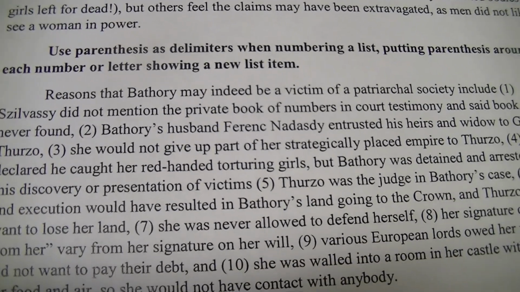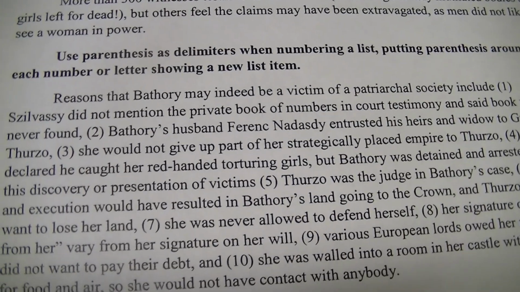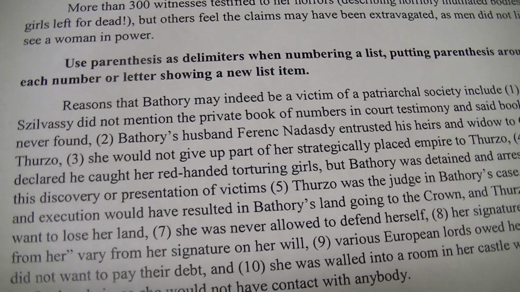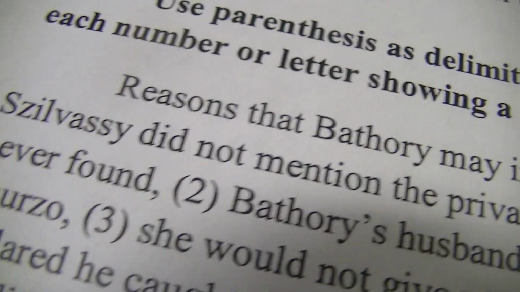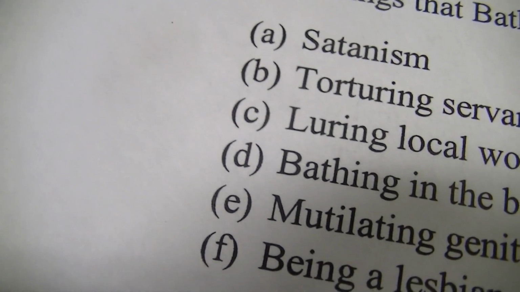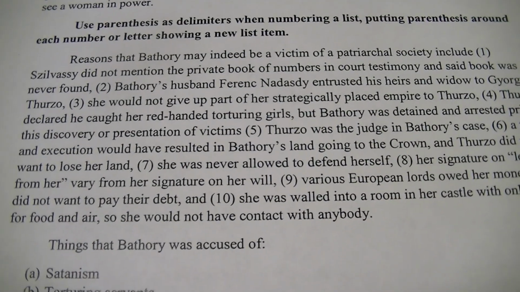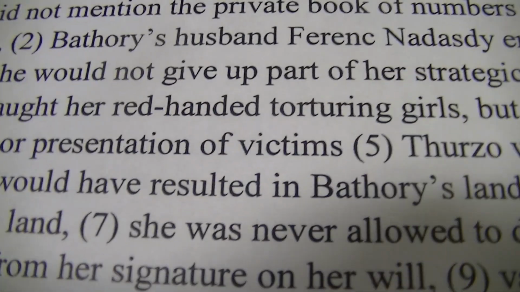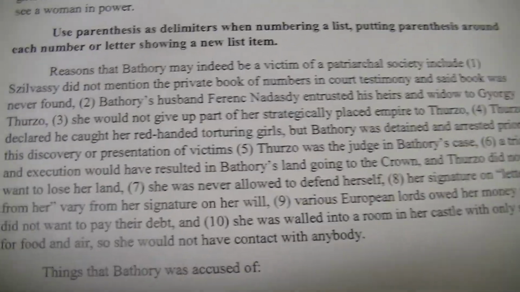Next one, use parentheses as delimiters when numbering lists, putting parentheses around each number or a letter showing each new list number. So people love to make lists wrong, but technically, when you're saying 1, 2, 3, A, B, C, each one of these gets its own set of parentheses. Okay, so whether you're doing it as a list or as a paragraph, either way, each individual A, B, C or 1, 2, 3, they all get their own. So let's see what this looks like.